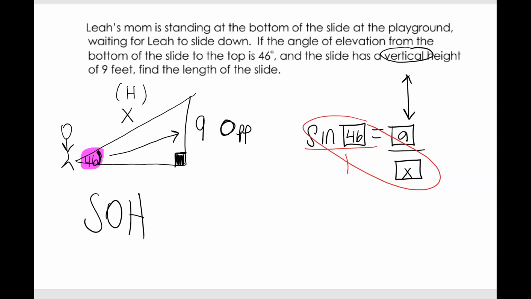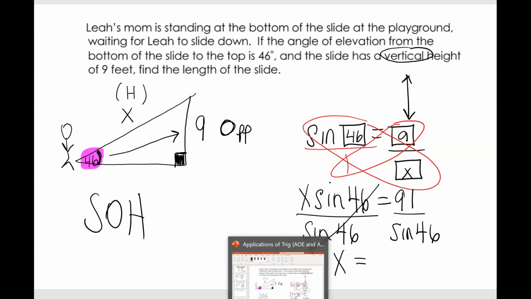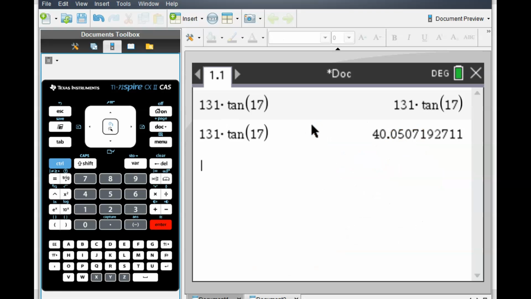When you rewrite this, please write it as x sine of 46 equals 9 times 1, which is 9. X is not alone like it was before. So if you remember my tricks from the first lesson, if you want to detach, you need to divide. So we're going to divide both sides by the sine of 46. Cross this out. X is equal to 9 divided by the sine of 46.